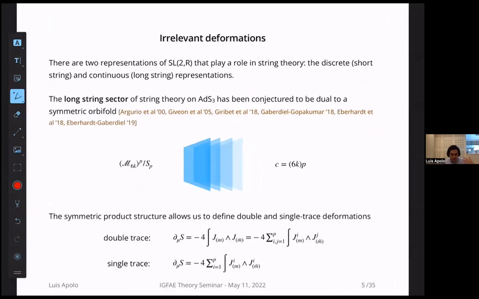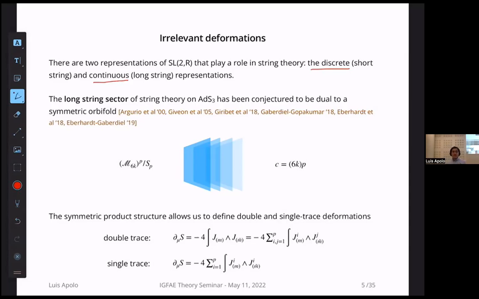Now, there are two representations of SL(2,R) that play an important role in string theory. There are the discrete or short string representations and the continuous or long string representations. And we will see later on why they are called this way.